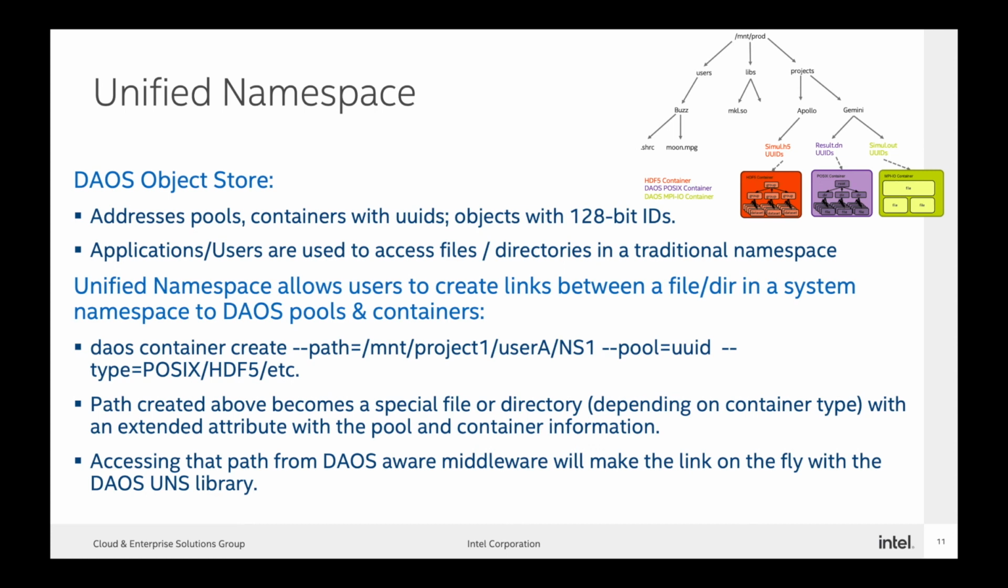So when you create a container, for example, in HDF5 or a POSIX container, you can specify a path in your namespace, and that will create a link between your namespace and the DAOS container that this file corresponds to. So when you are accessing your data through this path, you don't have to remember information like the pool and container UUIDs. This is just a convenience mechanism for users to keep their current codes intact without a lot of changes, and to avoid remembering information that they probably don't need to remember.